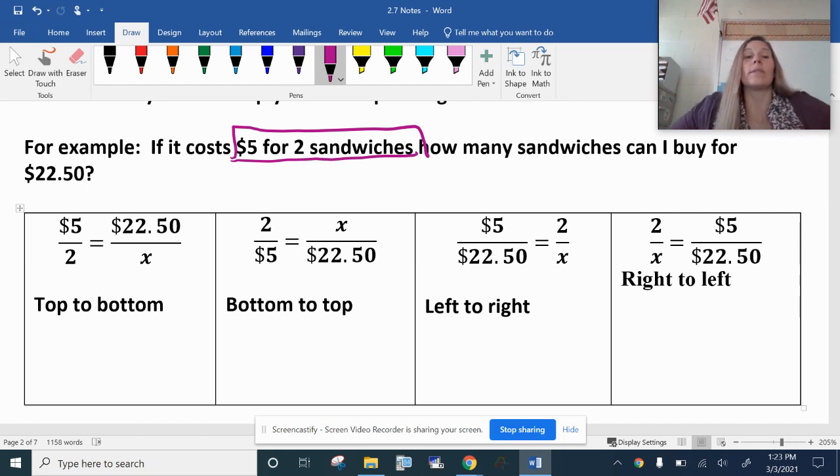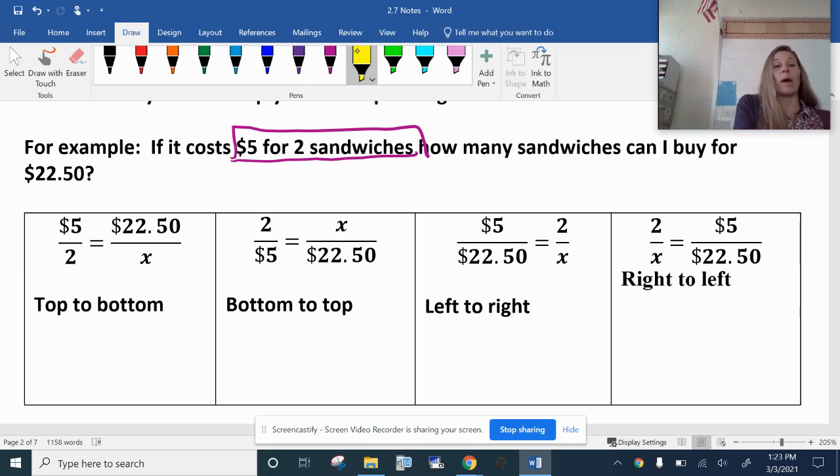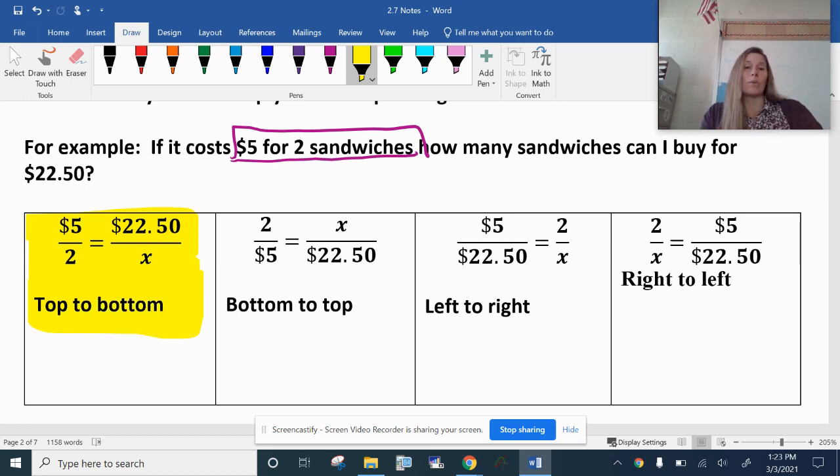Now, the key is when you set up these ratios, of course, you want them to be equal. So if you're spending $5 for 2 sandwiches, you should be spending a proportional amount for more sandwiches. When you set these up, whatever unit you put on the top of the first ratio needs to stay consistent and be on the top of the second ratio. I call that the top to bottom method, and this is how I typically set them up. But you'll notice if you write them in any of these other ways, it would still calculate correctly.